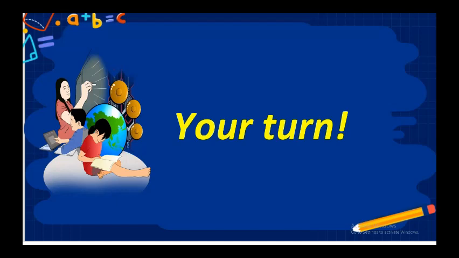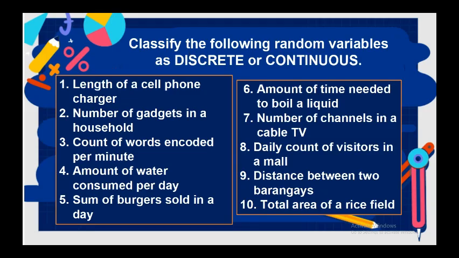Now that you have learned the difference between variable and random variables, and also the varieties of random variables, I am confident now that you can answer our next activity. So what are you going to do? Classify the following random variables as discrete or continuous. If the random variable is discrete, you are going to write the word discrete. If it is continuous, just write the word continuous. Now we have here 10 statements, so you are going to classify them.